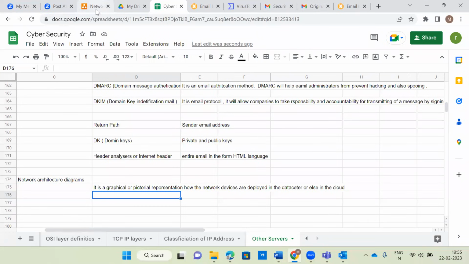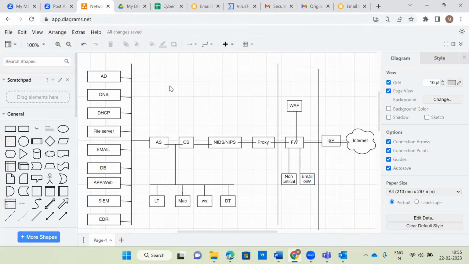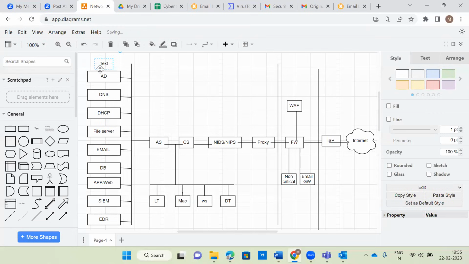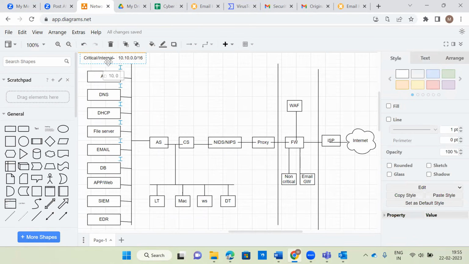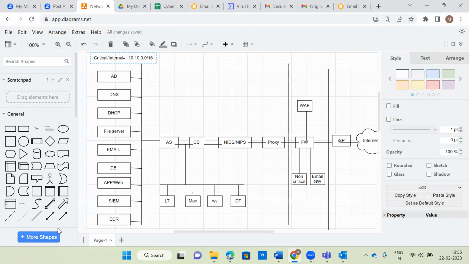Now you can see there are three different zones. This one is called internal servers, or critical servers. I will assign one IP range for this, 10.10.0.0/16. This is the server LAN. Critical means it is very important to our organization.